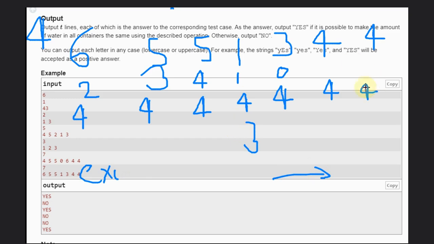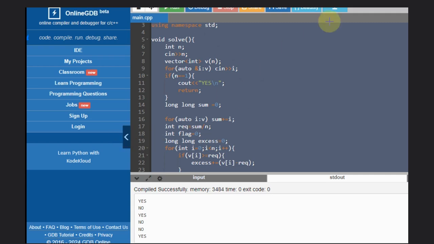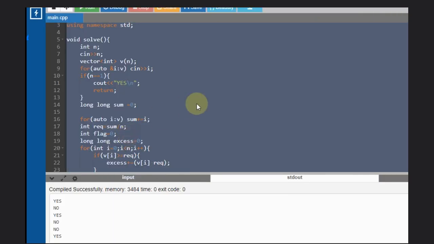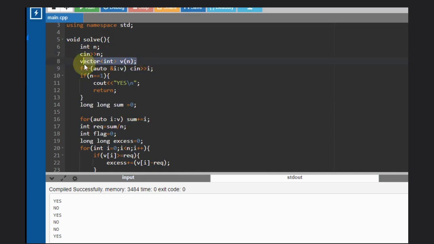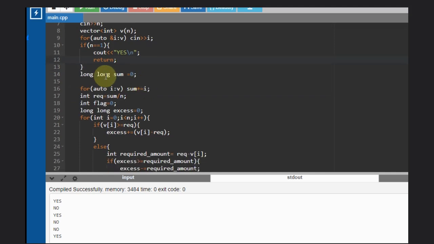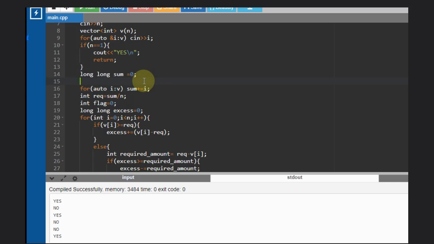So let's see the code. What we can do is simply take the vector input like this, and if n equals 1, we need not do anything, just return the answer as yes. That is the only thing. Now we can determine the total sum. We can calculate it like this or with the accumulate function, anything. In Python you can directly call sum.